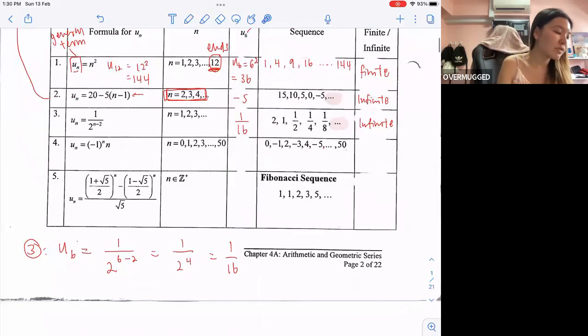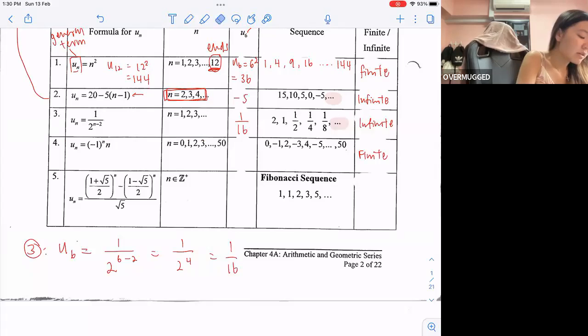Okay, let's move on. Now we have our row number 4, where we have Un is minus 1 to the power of n times n. And we have all the way from 0, then 1, 2, 3, 4, all the way until 50. So of course, it ends at 50. It ends at a certain number. So this will be a finite sequence.